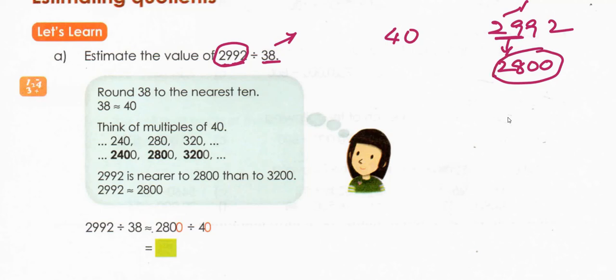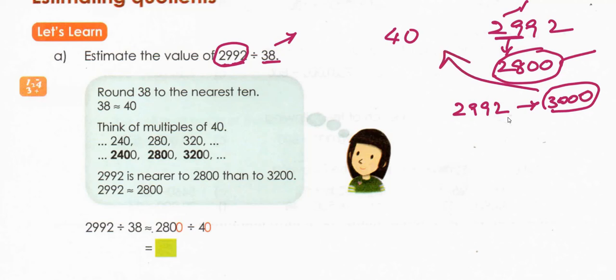You can ask me, sir, 2992 is closer to 3000. No. Why are you taking 2800? Because 3000 is not going to be exactly divisible by 40, whereas 2800 is exactly divisible by 40. That's why you take the nearest exactly divisible value.